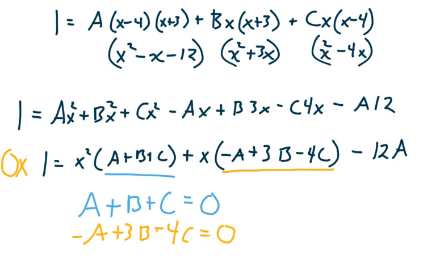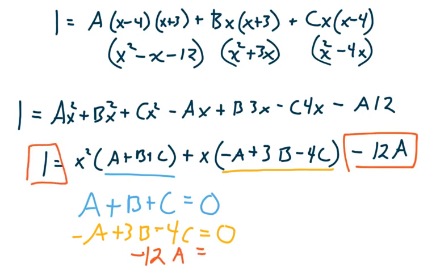Now, our last term here, let's be careful, it's the term that is like the constant. And so this whole negative 12a is equal to whatever's the constant over here. Well, that's the only thing we actually have. That's equal to the number 1. And so now we have ourselves a system.